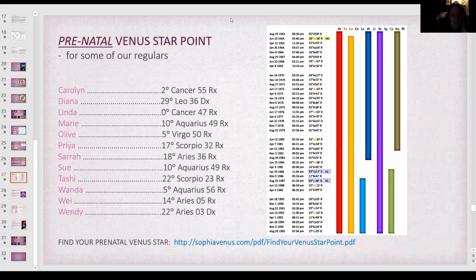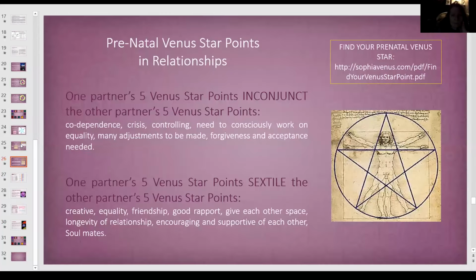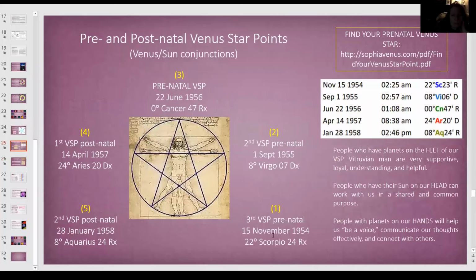You'd have the same star. So my 22 Scorpio falls where in yours again? Because I have the 22 Scorpio and I saw you had that one somewhere. All right, let's have a look. I'm just curious about it. Oh, see how this movement works. You're at my feet, which is beautiful. You're very supportive, loyal, understanding, and helpful, which is absolutely true.